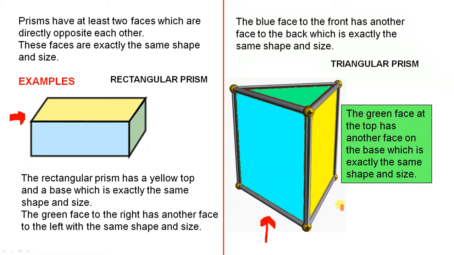So that's what distinguishes a prism. It has a base and then it extends in one direction, and the face opposite the base is exactly the same.